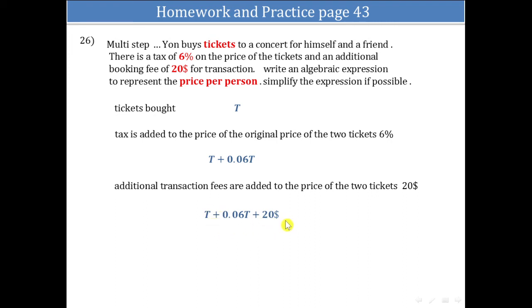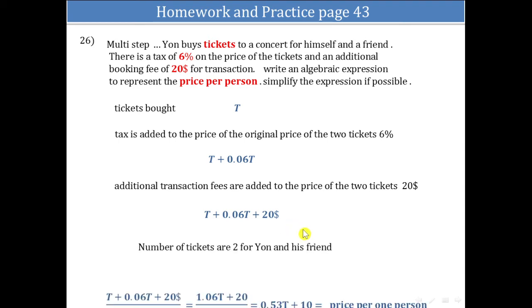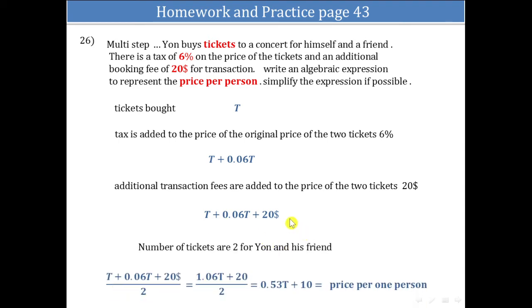This is the equation which represents the total cost of the 2 tickets, but I want 1 ticket, so I have to divide it by 2. I divide the equation by 2 so that I can have the equation which represents the total cost of 1 ticket. It will be like that. Price per 1 person, because he needs the price of 1 person and not 2 persons.